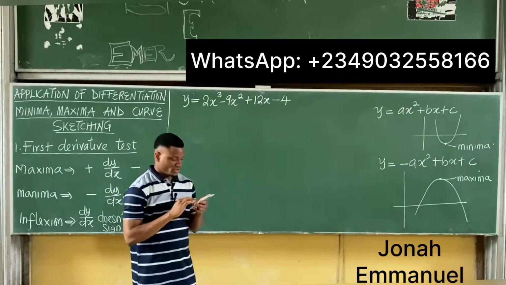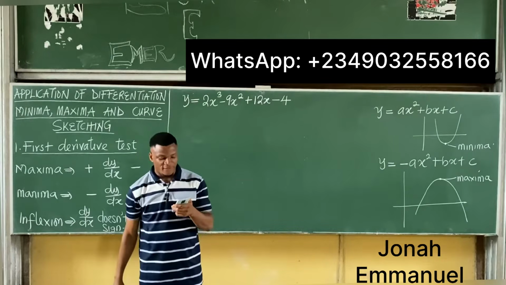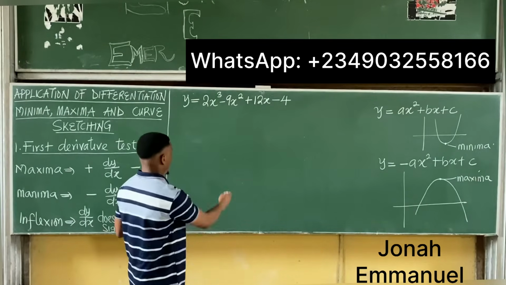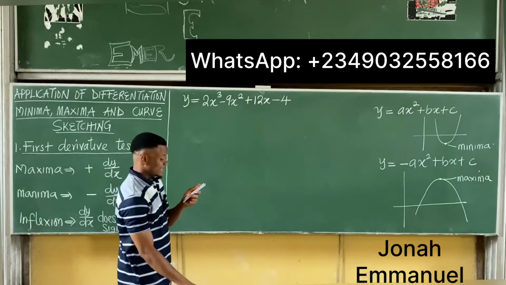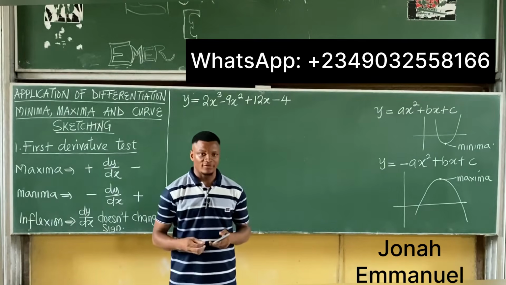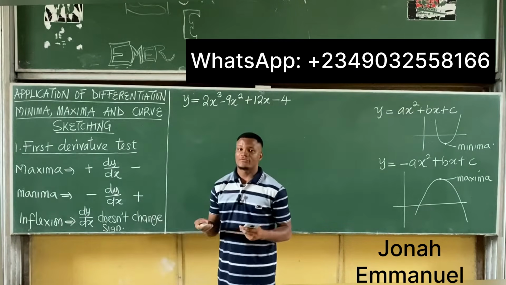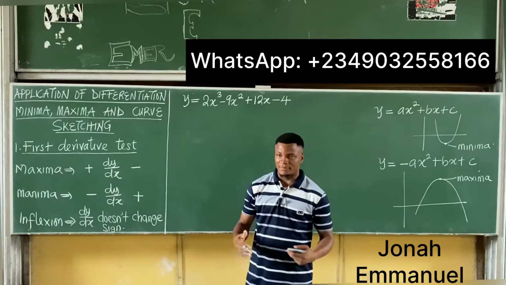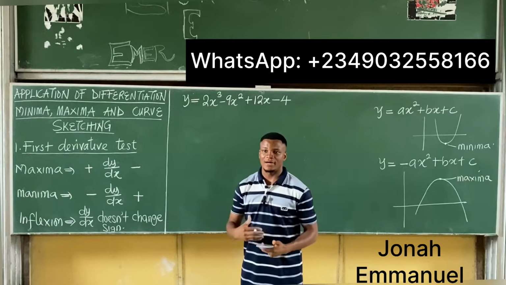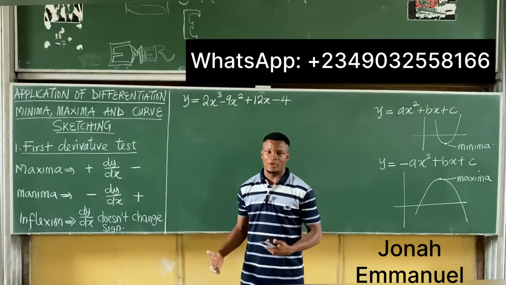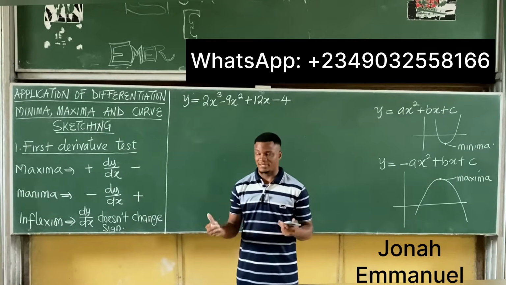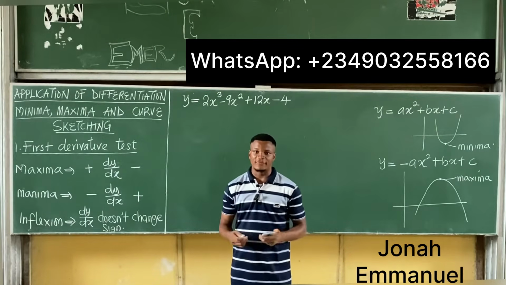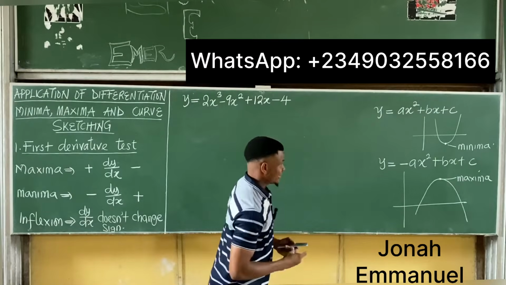All right, so let's say I have this question here. The question is: find the turning point of y equal to this and determine the nature of the curve. By determining the nature of the curve, we mean perhaps if it's a minima, a maxima. So find the minima point, find the maxima point, and perhaps a point of inflection if possible. All right, so let's get this done, please.